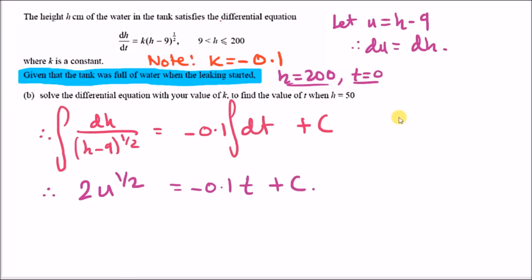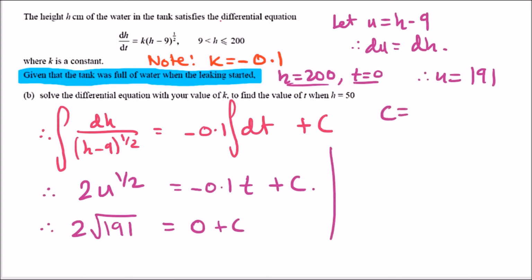So when t is 0 and h is 200, this means u equals 200 take away 9, which is 191. So we're going to have, therefore, u to the power half, which makes it square root of 191, equals minus 0.1 times 0, which is going to give us 0 plus c. So therefore, c must be 2 root 191. Let me see if I can simplify that, but I don't think I can. Nope. So c is 2 root 191.